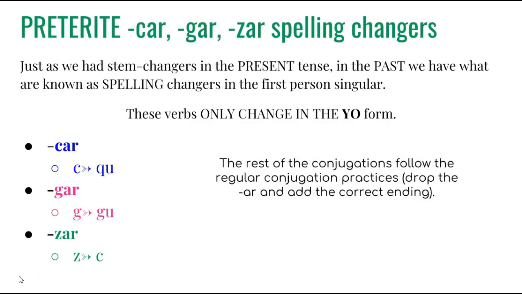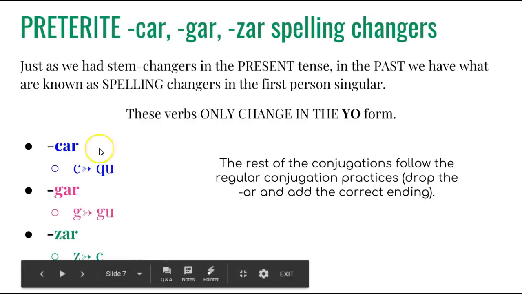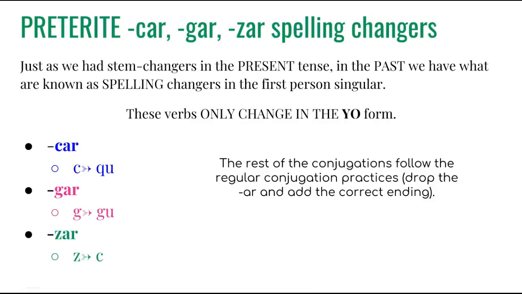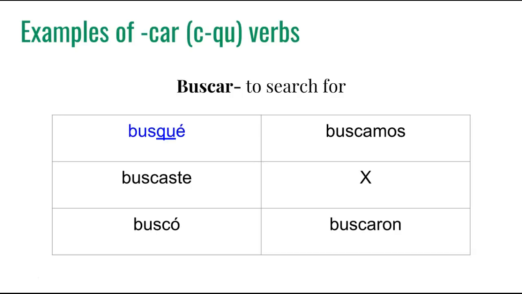Again, keep in mind that the rest of the conjugations are going to follow the regular conjugations. The only one that's going to change in these -car, -gar, -zar verbs is going to be the yo form. Everything else, you would just drop the last two letters and add the correct ending. So let's look at some examples.